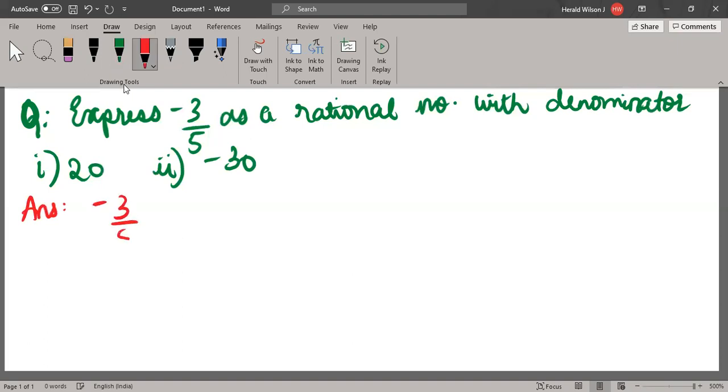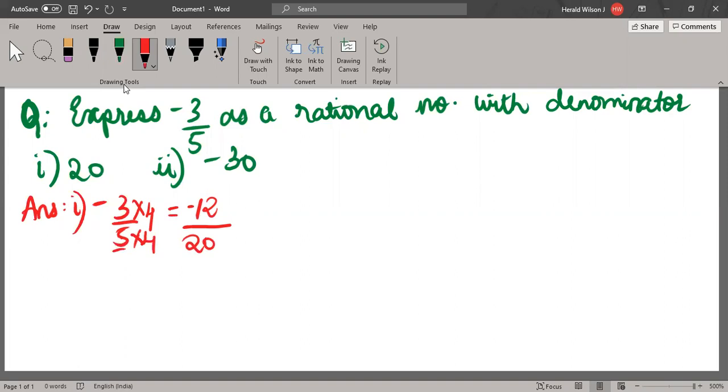So -3/5. Let's start with the first question. We need to express this with denominator 20. How can we do that? First of all, look at your denominator. What into 5 can give you 20? 5 fours are 20. We can say that, right? And now what you need to do next is multiply the same number with the numerator. You will get your answer as 4 threes are 12, plus into minus by 5 fours are 20. Here, when you simplify this, you will get this answer only. So you leave it like this.